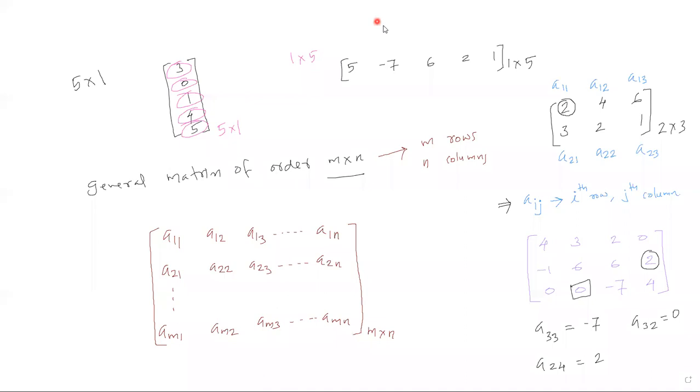Okay, or symbolically, you can give it any name; we usually use capital letters. So you can write symbolically A equals square bracket Aij of order m by n. This is written symbolically. The meaning of this is that A is a matrix of order M by N. Got it? Yes, sir. Very good.